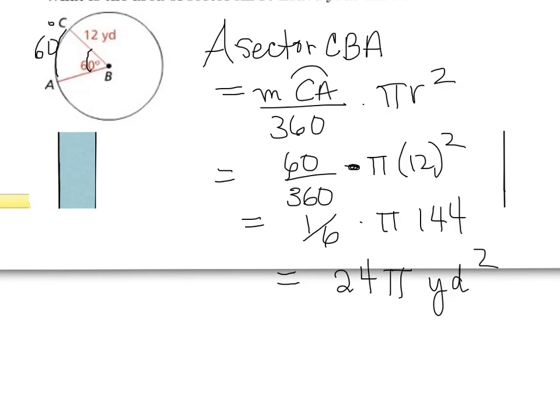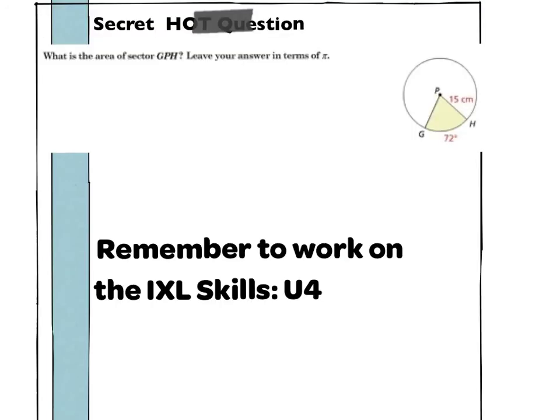Be sure to rearrange the problem so that you have your number clearly out in front. Here's your secret hot question. It says, what is the area of the sector, arc sector of GPH? Leave your answer in terms of pi. Remember, U4 is the IXL scale. Good luck.